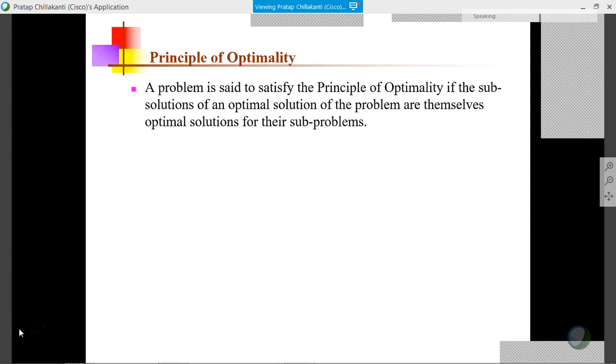This is the most important principle. To reiterate one more time, principle of optimality is if the sub-solutions of the optimal solution of the problem are themselves optimal solutions for their sub-problems. Okay, so that optimality has to trickle down to the sub-problems too. That's what it says.